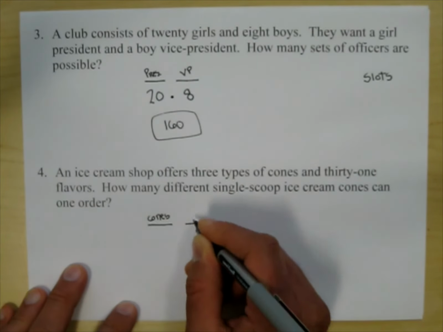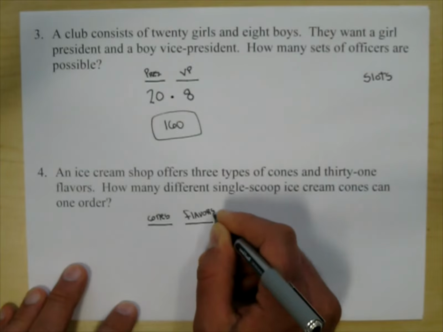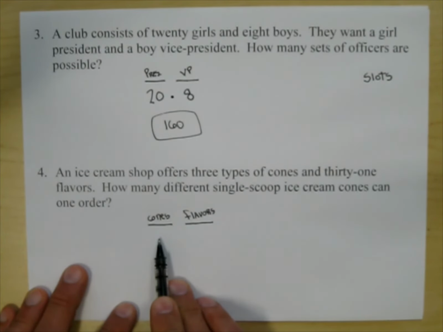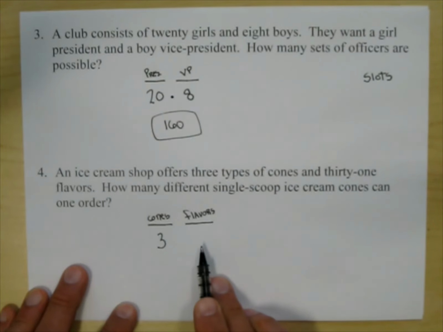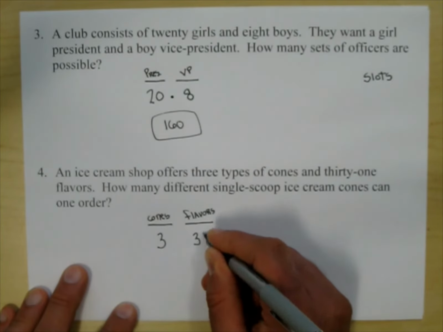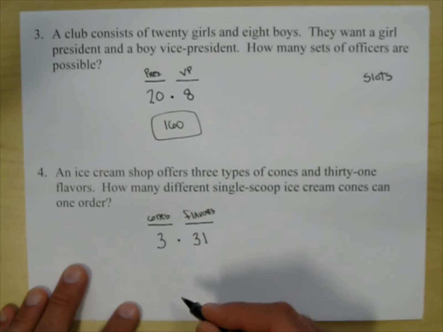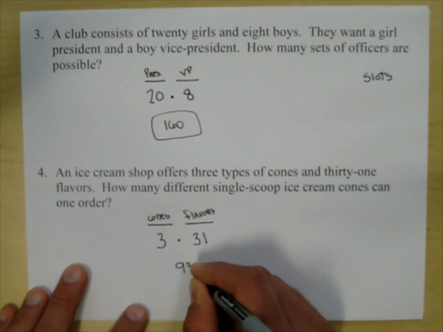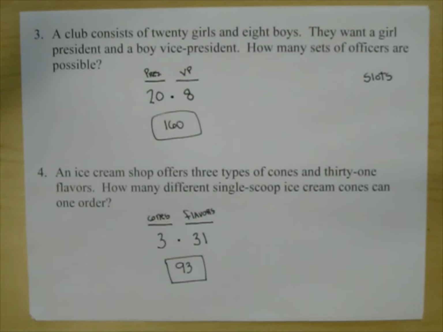The second slot is going to be flavors. Okay, so how many choices do I have for cones? I have 3. And the choices for flavors? 31. So what do we do with these numbers? We multiply them together. 31 times 3 is 93. And that's the answer to problem 4.